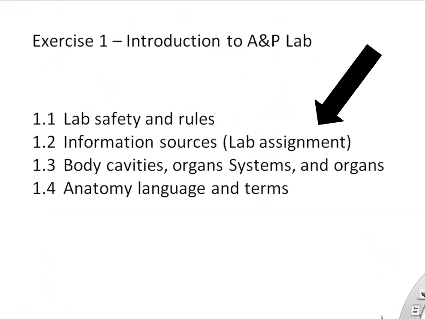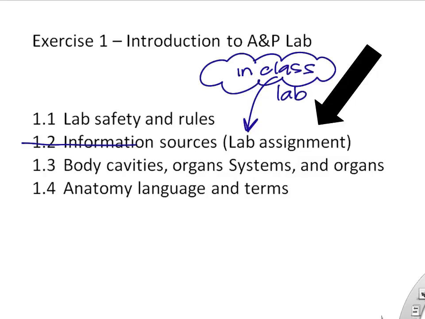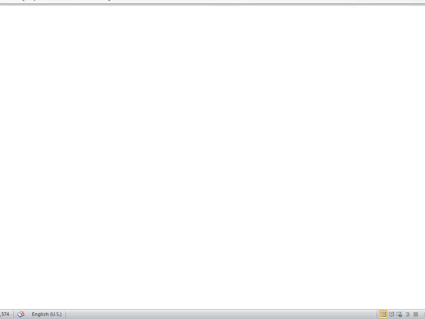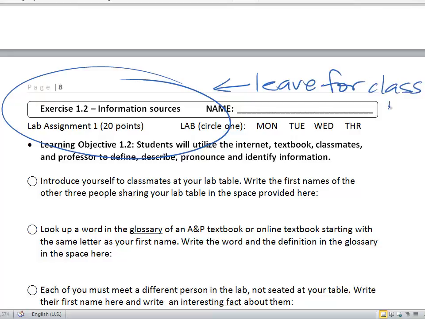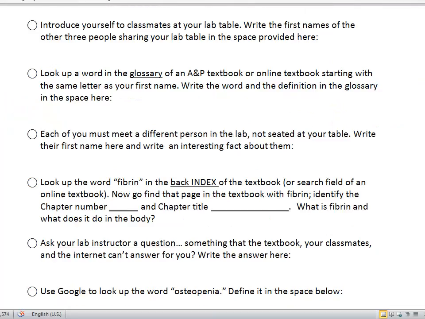As you flip through the lab manual, you might notice that there's a lab assignment. This can only be done in class, so you'll actually want to skip that as we're working on the video at home, and we'll finish that and turn that in during our first lab meeting together. It's right there on page 8. If you want to remember, you can just fill your name in there and circle Monday lab if you're the Monday holiday lab.